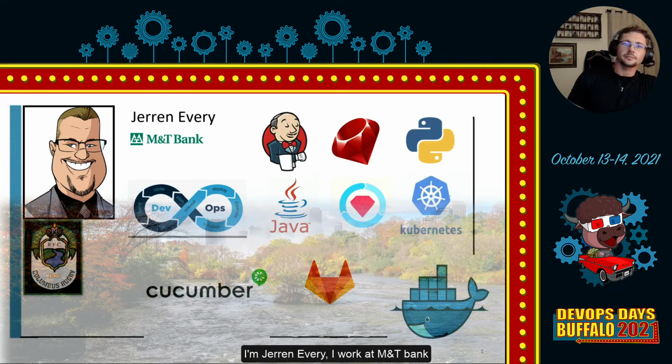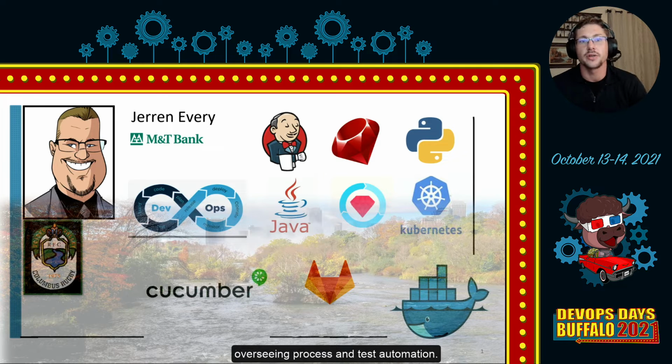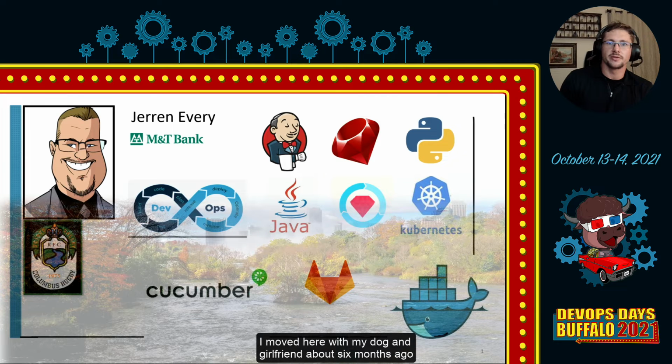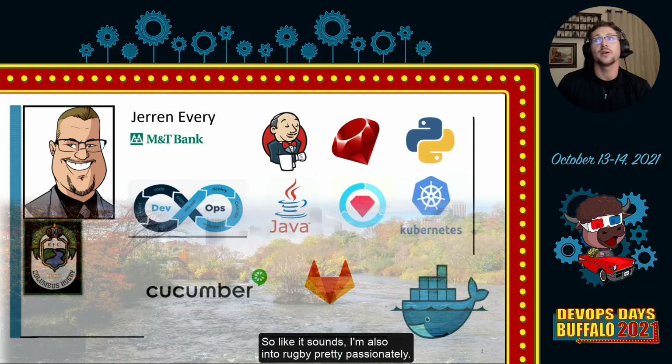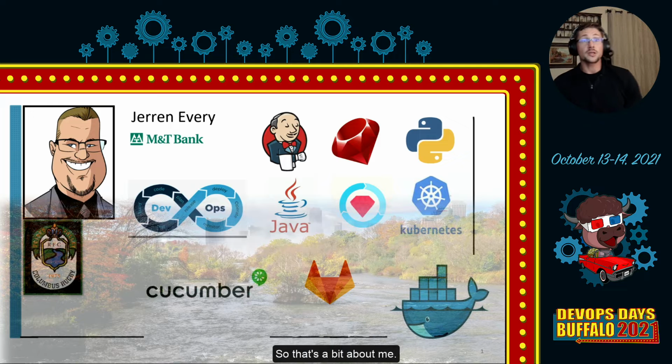I'm Jerren. I work at M&T Bank where I'm a technical team lead overseeing process and test automation. I'm originally from Columbus, Ohio. I moved here with my dog and girlfriend about 6 months ago, where I left behind my glorious Scioto Valley Rugby Football Club. So like it sounds, I'm also into rugby pretty passionately. From a coding perspective, really good at Ruby Cucumber, test automation, also pretty good at Jenkins and general CI/CD processes. So that's a bit about me.